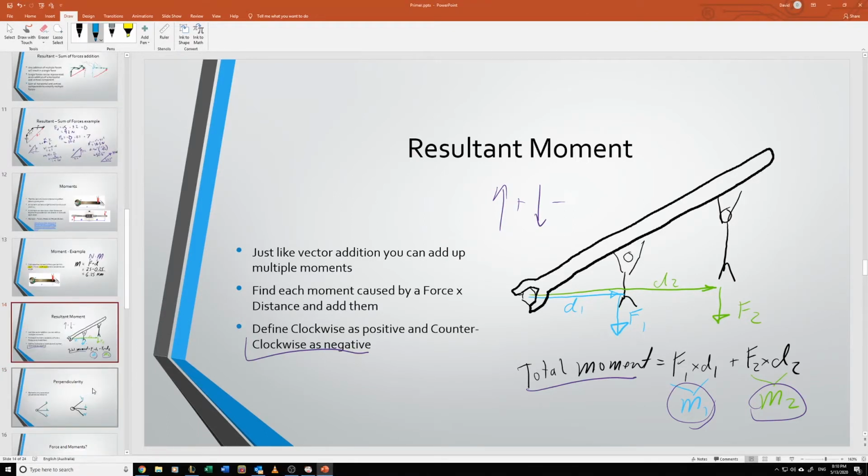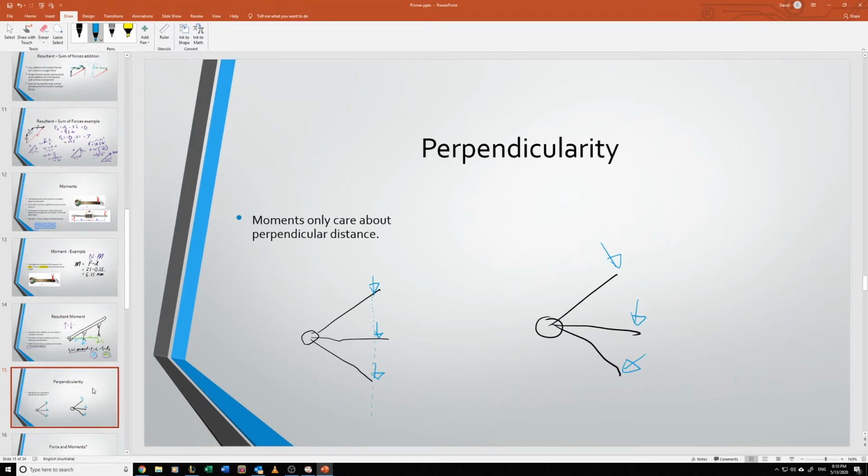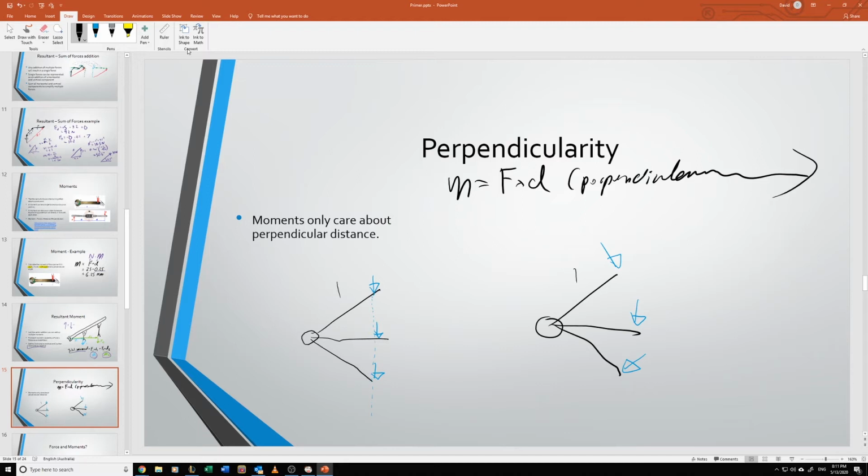The next thing that gets students a bit confused about moments is that moments only care about perpendicular distance. We saw before that our equation for moments was moment equals force times distance, but this over here is our perpendicular distance. So over here we have two examples. This could be just like a lever or something like a switch, and over here we have our blue forces. In this case, I'm going to say that the handle is 1 length long in each case. Over here, you're producing a force that is going directly down the whole time.